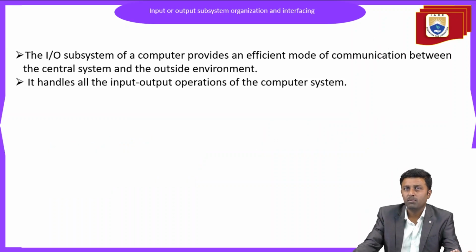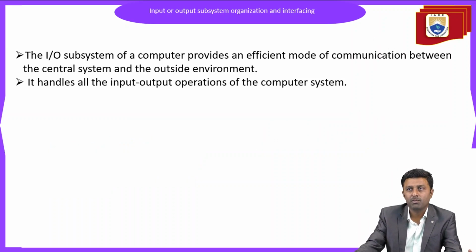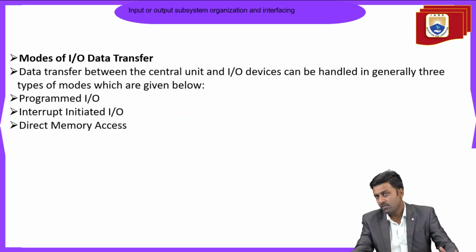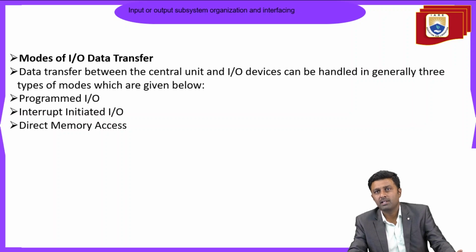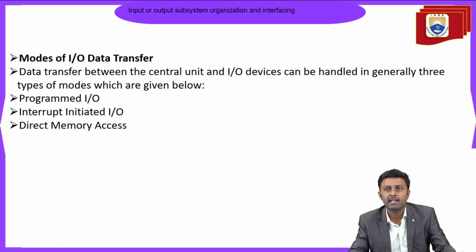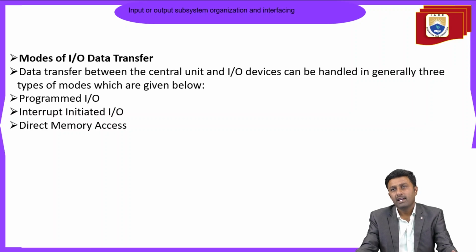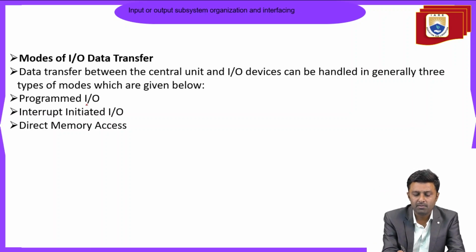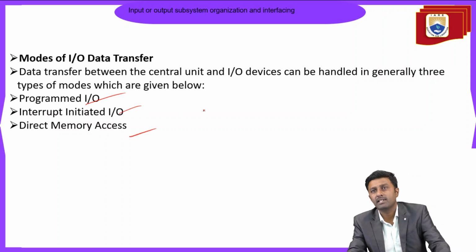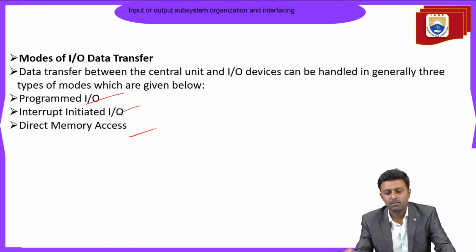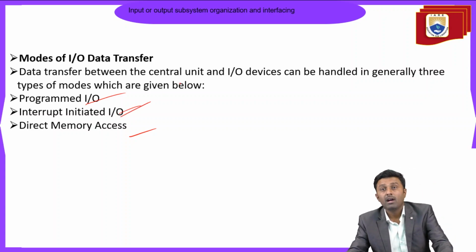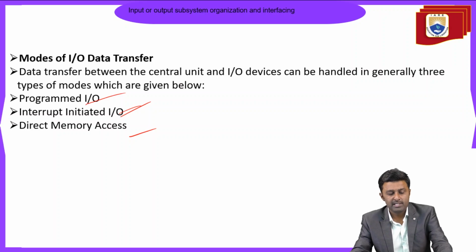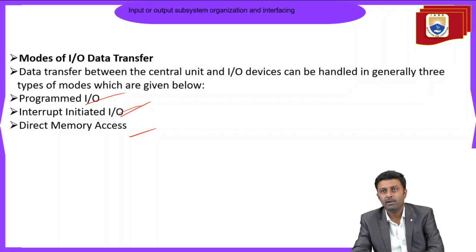Okay, then the input output system of a computer provides an efficient mode of communication between the central system and the outside environment. So it handles all the input output operations of the computer system. Once we see the structure of the types of input output interfacing, we'll see the different modes of data transfer in input output devices. There are three types of data transfer techniques used in IO data transfer: programmed IO, interrupt initiated IO, and direct memory access. We'll discuss these modes of IO data transfer one by one.